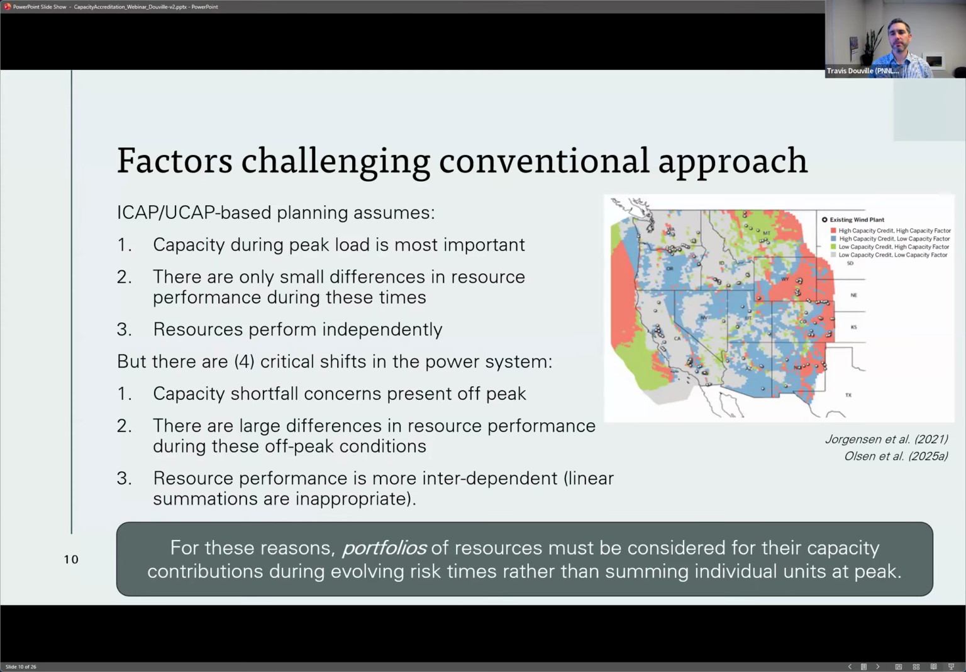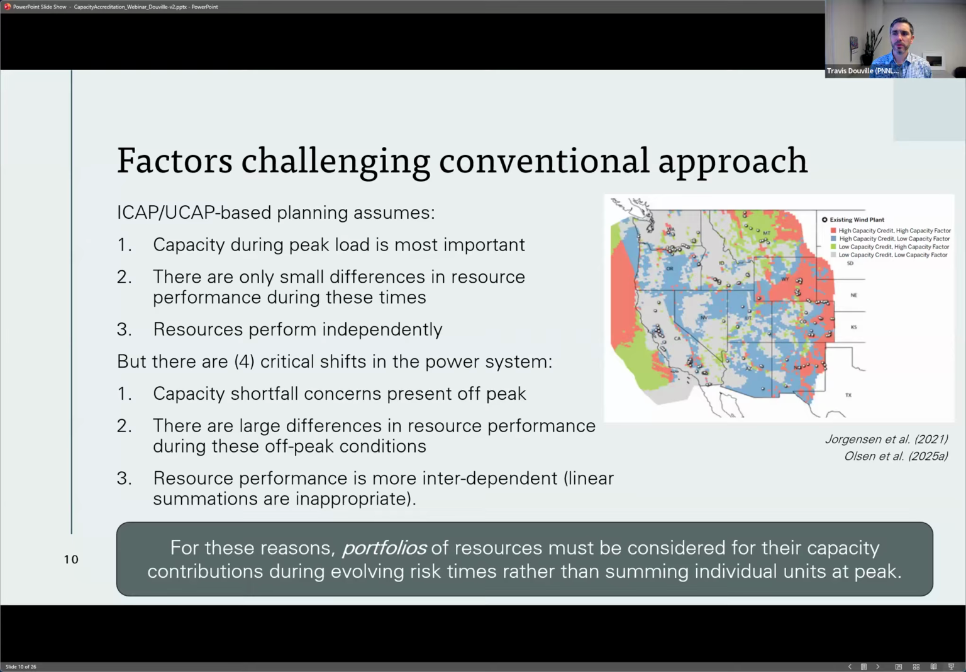We talk a lot about net peaks or critical periods, which aren't necessarily coinciding with the times of the maximum load on a system over the course of a year. Secondly, it assumes that there are only small differences in resource performance during these times. In this image on the right from one study several years ago, where wind generation resources were considered for their capacity potential across the West, you can see drastic variation depending on location, just as an example. This can be true of other resources as well.